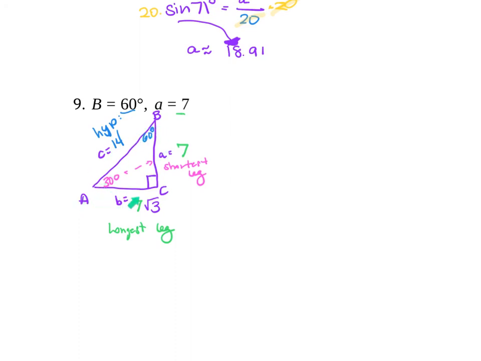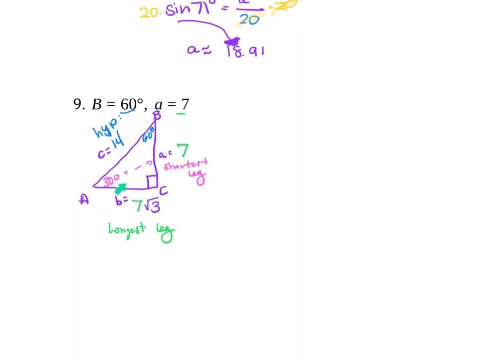Now it's not drawn to scale, but if you know that this is the smallest angle, the side opposite of it will be the shortest leg. Then the side opposite of the 60 degree is the longest leg. And then always the side opposite of the 90 degree angle is the hypotenuse.